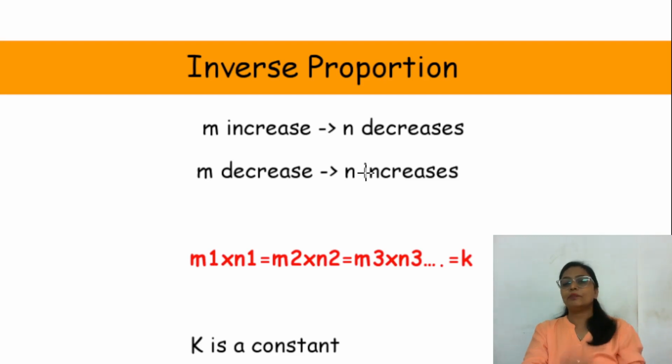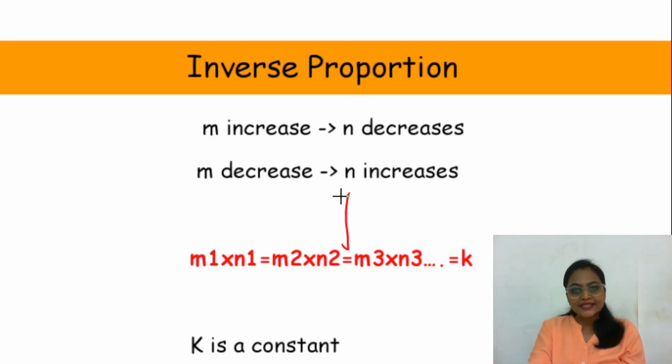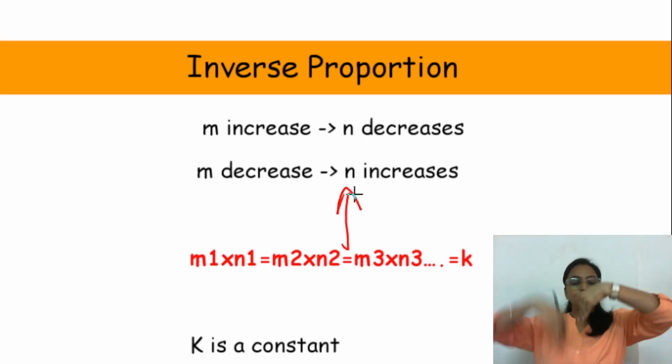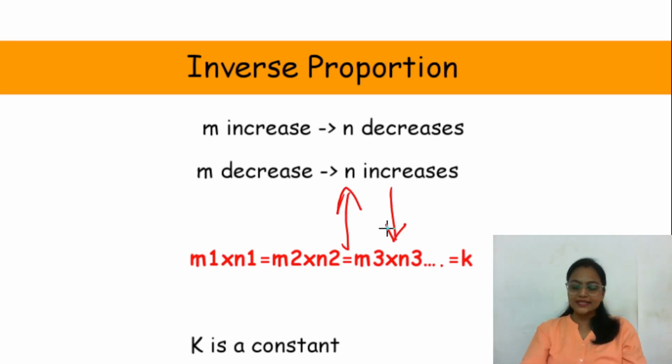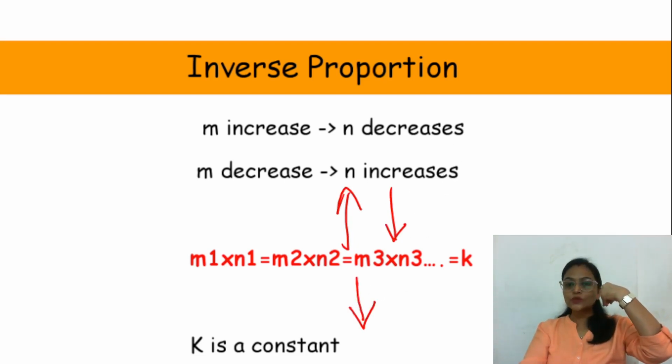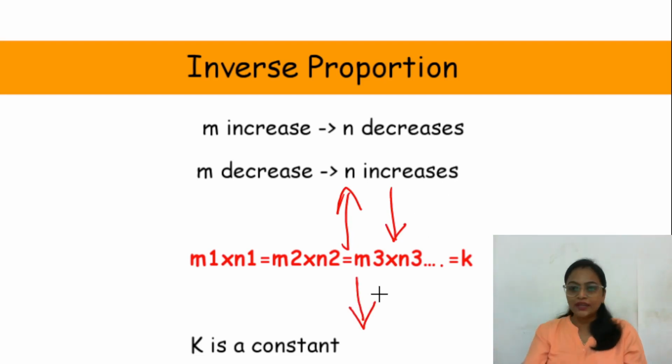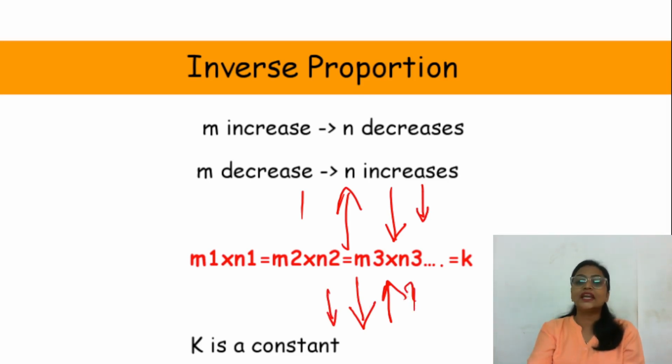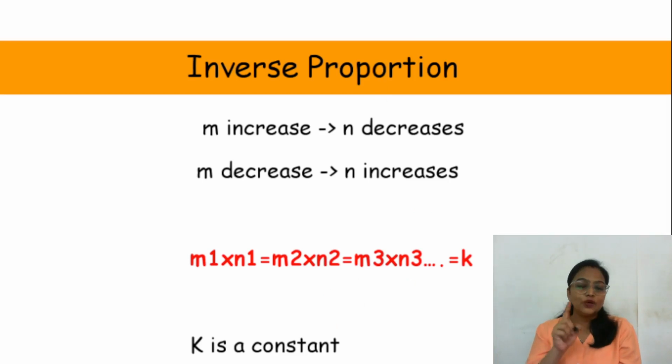Now, we'll take the example of speed and time. Suppose I have to go somewhere. Okay, I have to cover a particular distance. If I increase my speed, the time taken will be less, right? And if I decrease my speed, then the time taken will be more. That is, when speed is more, time is less. If speed is less, time is more, right? So this may be the case of inverse proportion.